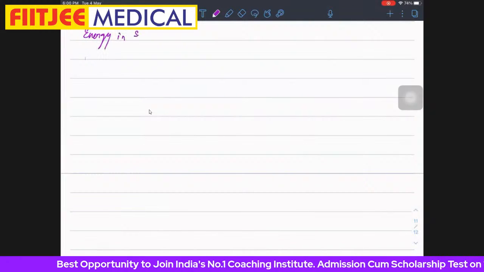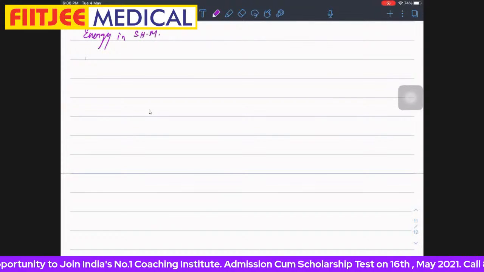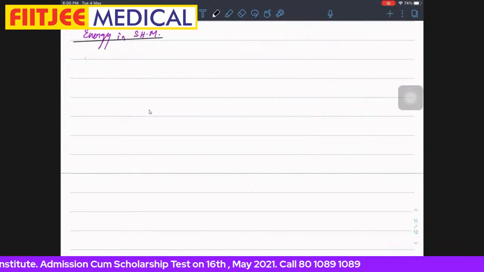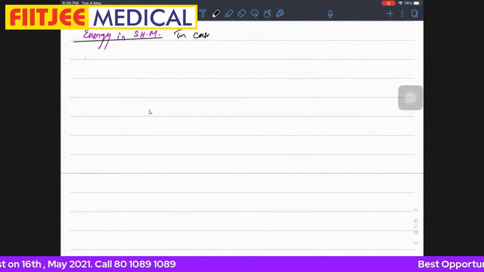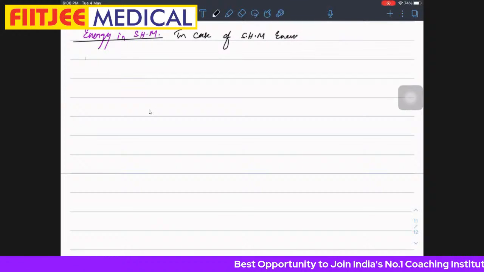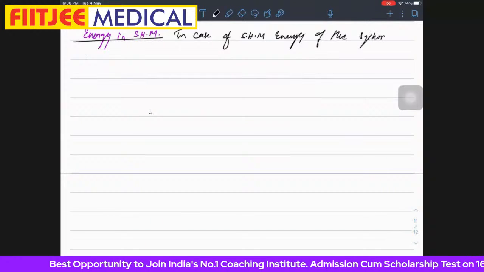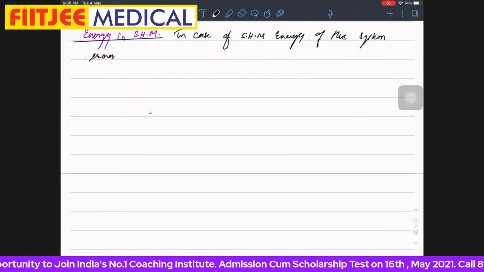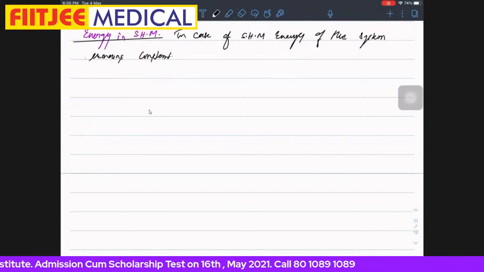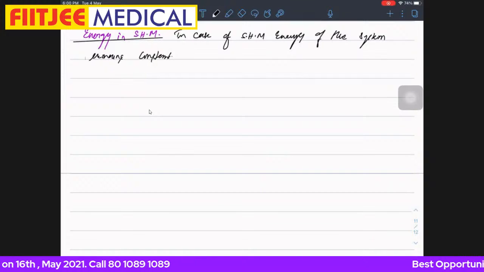Energy in SHM. So we know in case of SHM, the energy of the system remains constant. Means if it is SHM, energy will remain constant. We'll prove it also, how it is.